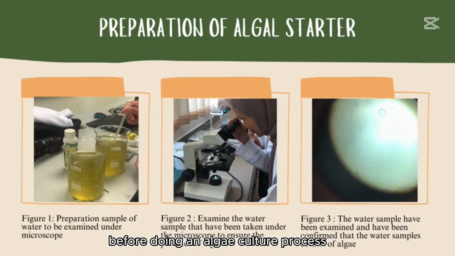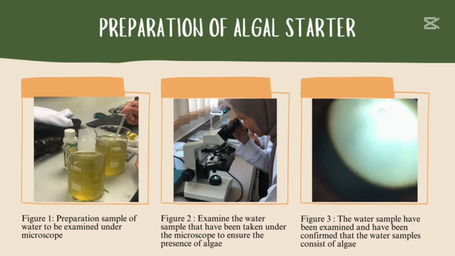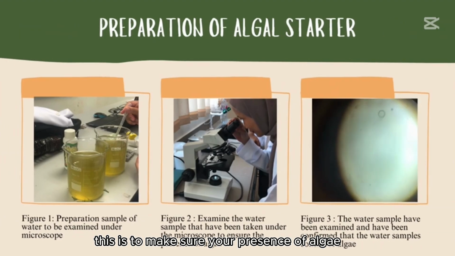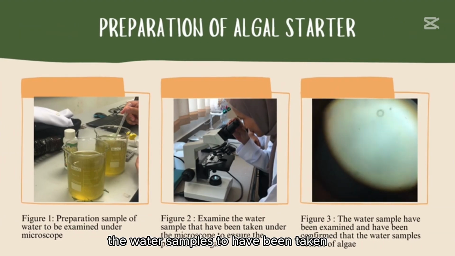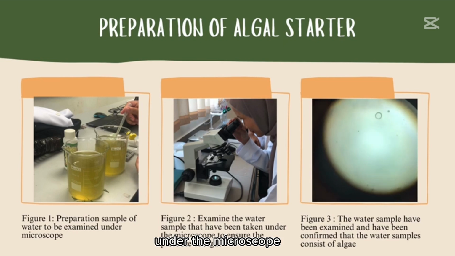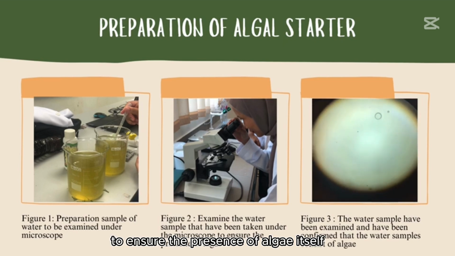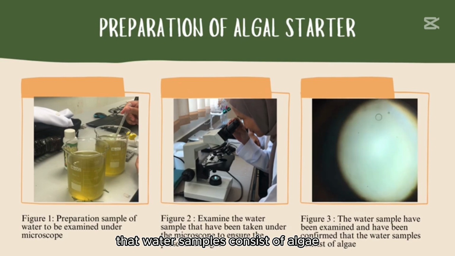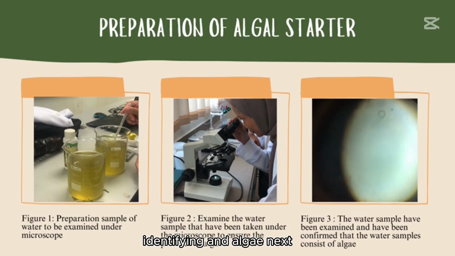Before doing an algae culture process, we must know how to prepare the algae starter. I'm going to explain to you the preparation of algal starter. Firstly, prepare samples of water to be examined under the microscope. This is to make sure of the presence of algae. Next, examine the water samples that have been taken under the microscope to ensure the presence of algae itself. The water samples that have been examined are confirmed to consist of algae. This is the short video of our group identifying an algae.